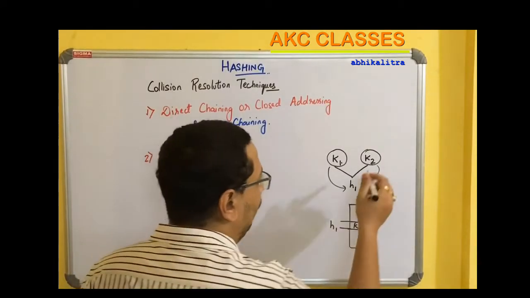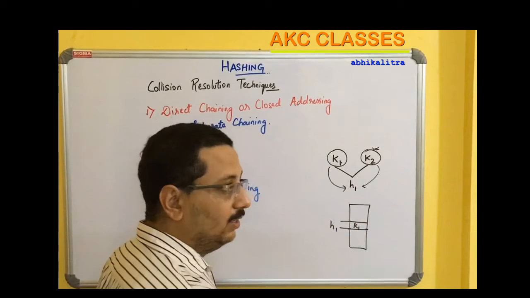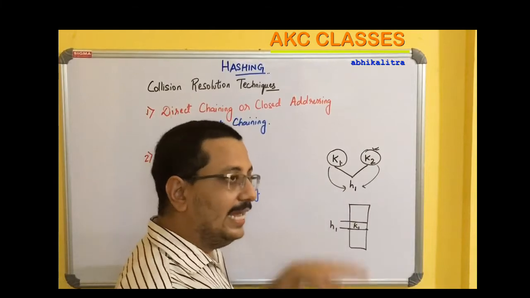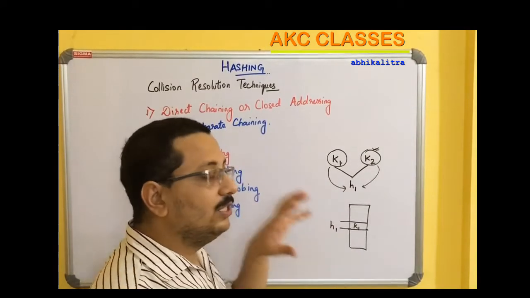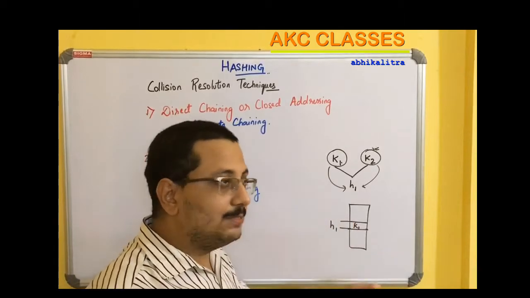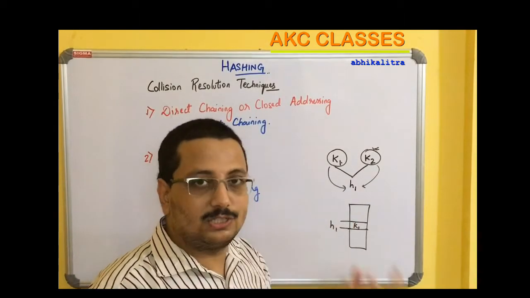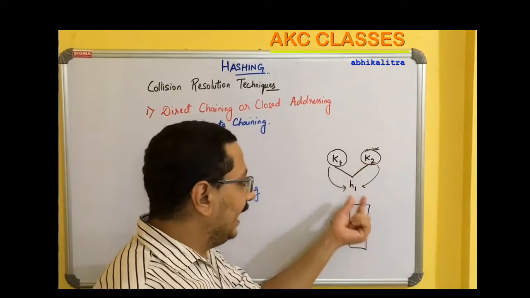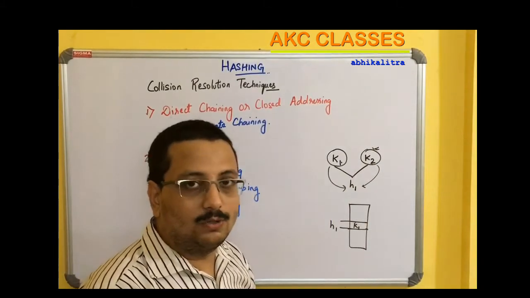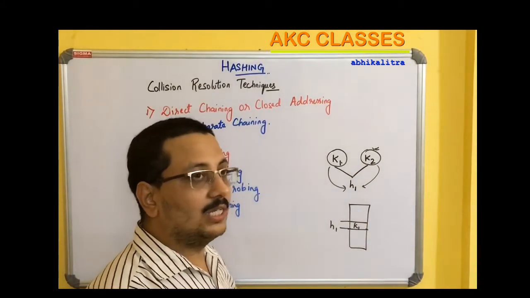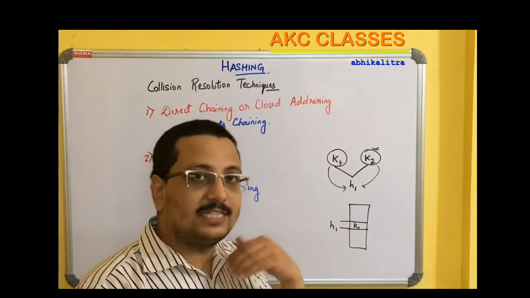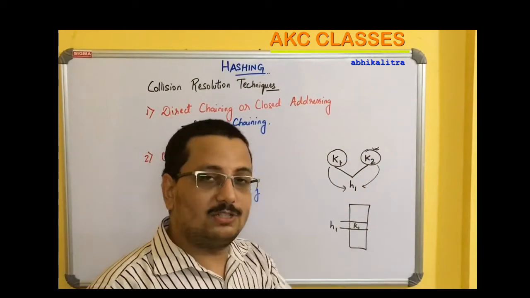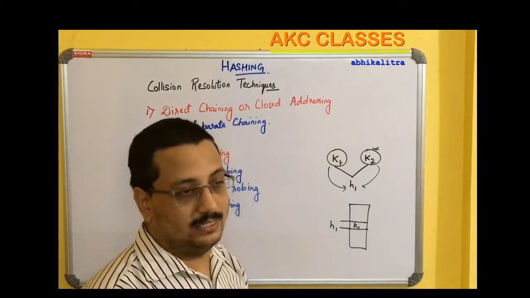Now the point is where to place this k2 in the hash table, because we have some free locations in the hash table and we need to place k2 somewhere. The collision resolution technique helps us find the next free memory slot or bucket so that the key k2 can be placed in a different memory location in the hash table. The different techniques to find the next free slot are the ones we are going to discuss now.